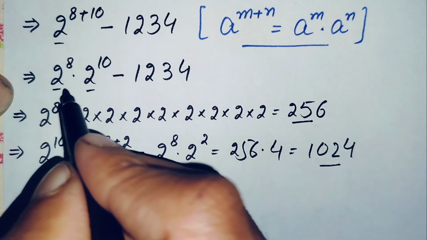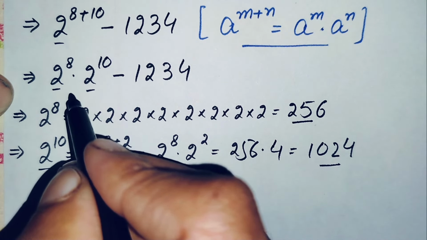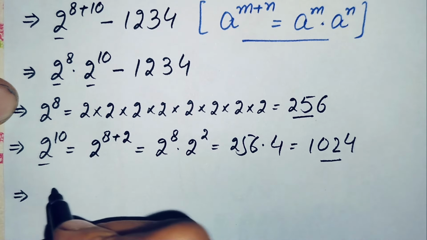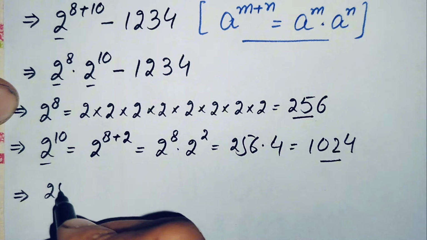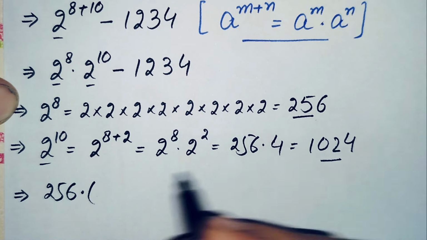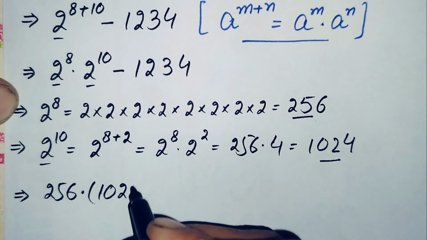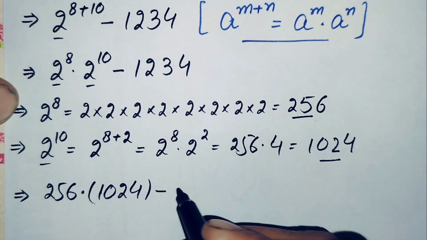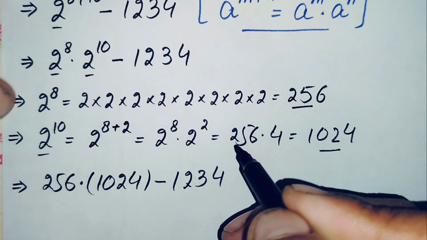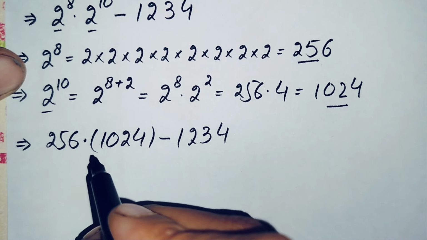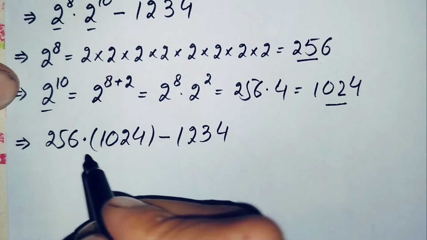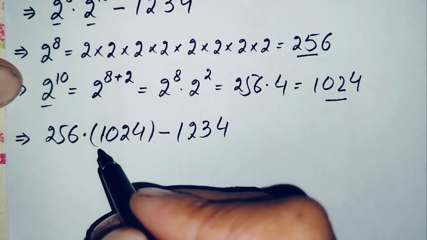So here we will substitute these two values in this term. This equation will become: the value of 2 raised to power 8 is 256, times the value of 2 raised to power 10, which is 1024, minus 1234. Here we will try to multiply these two numbers without using a calculator and without standard multiplication. So how can we multiply these two numbers?